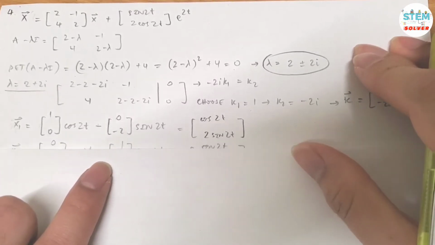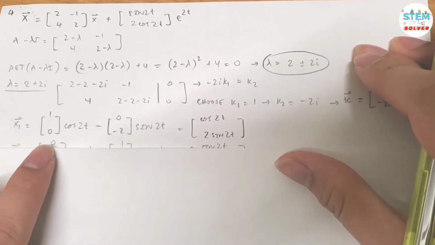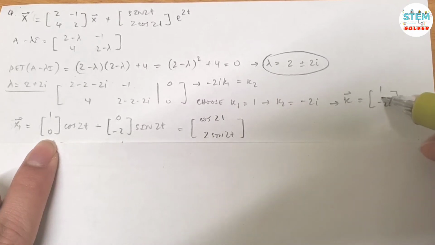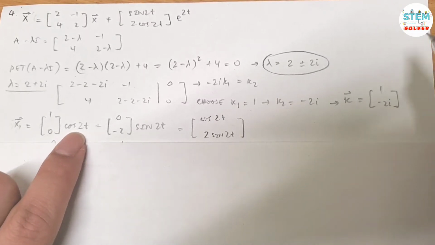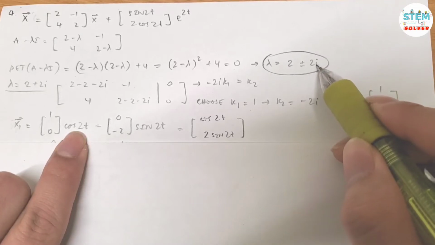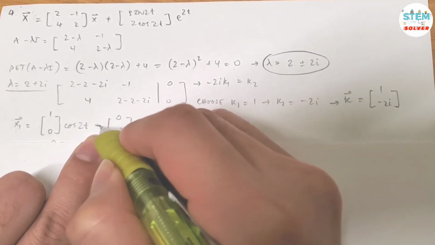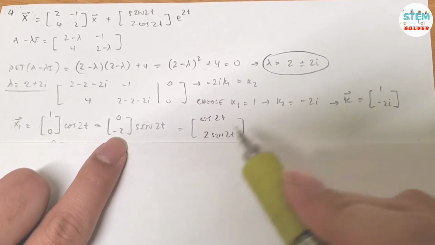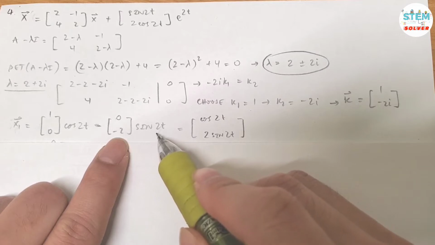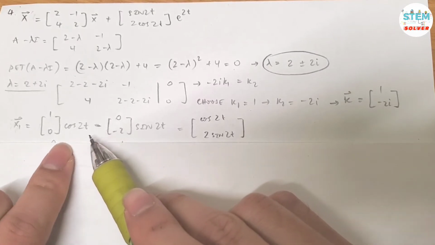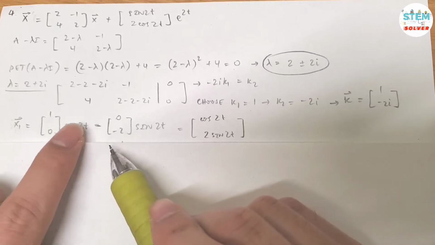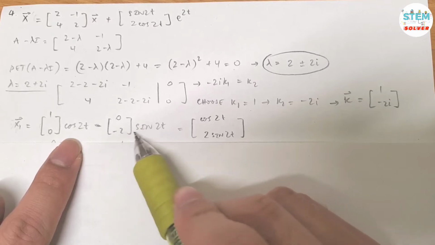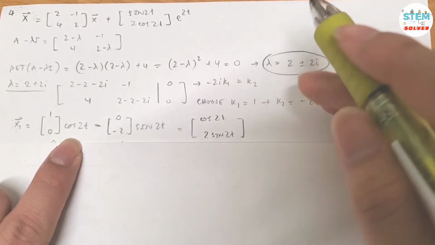Then it's time to write your vector x1 and vector x2. So vector x1 is equal to the real part of vector k, which is 1, 0, times cosine 2t, where the 2 comes from the imaginary part of lambda, minus the imaginary part of vector k, which is 0, negative 2, times sine 2t. You can simplify this by multiplying the matrix with the constant and then adding them together. That gives you this matrix.